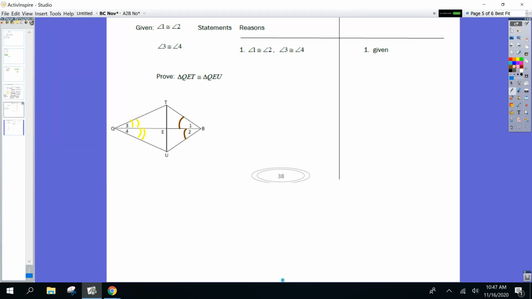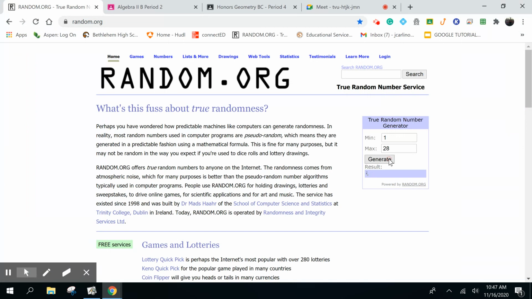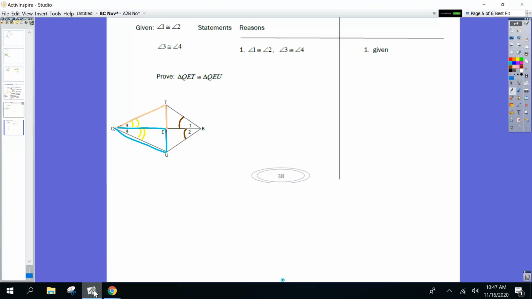All right, I'll tell you what 2 triangles I need. QET, and I'm also going to need QEU in the house here. Boom. All right, what did I already give you? Just handed it to you here. What do we already know about those two triangles? An angle. Yep, 3 and 4. Gave you guys an angle. What else can you mark on your diagram?